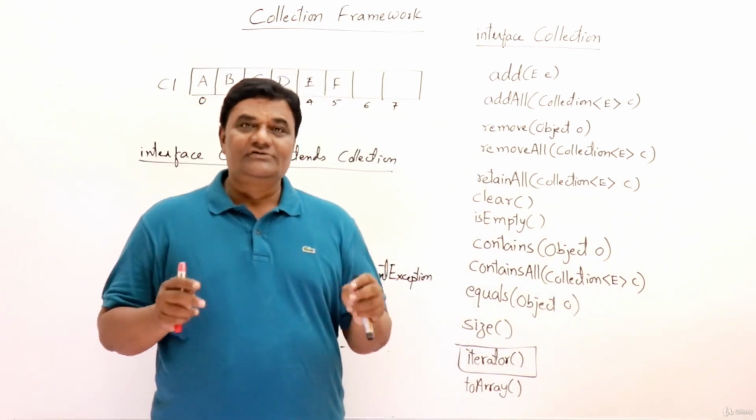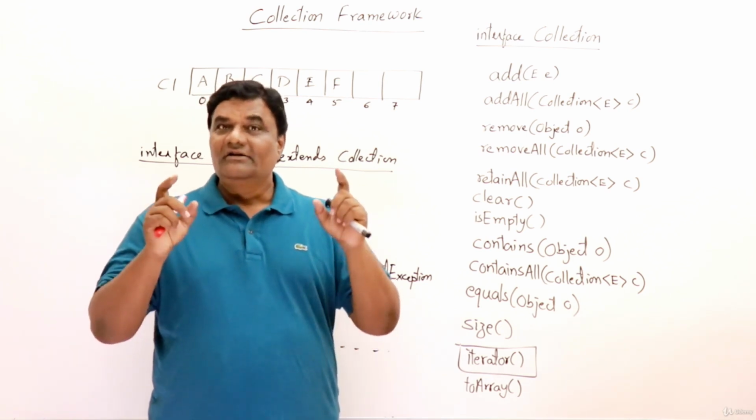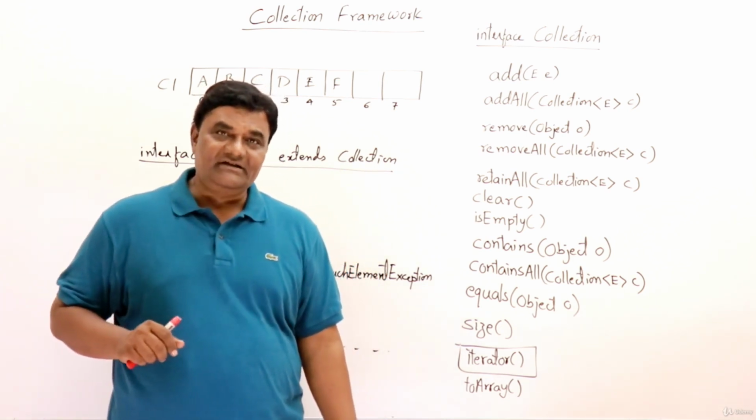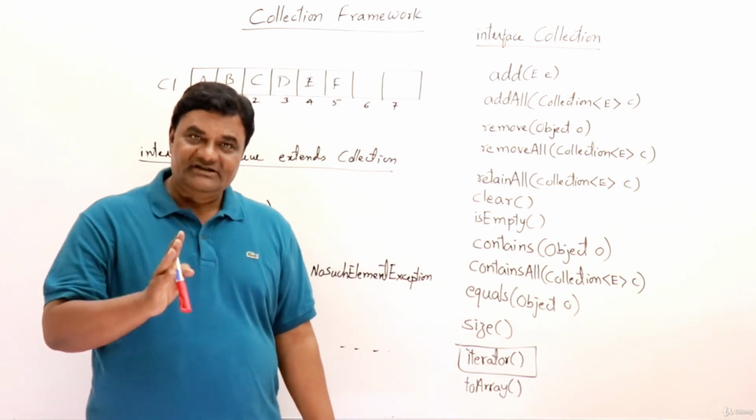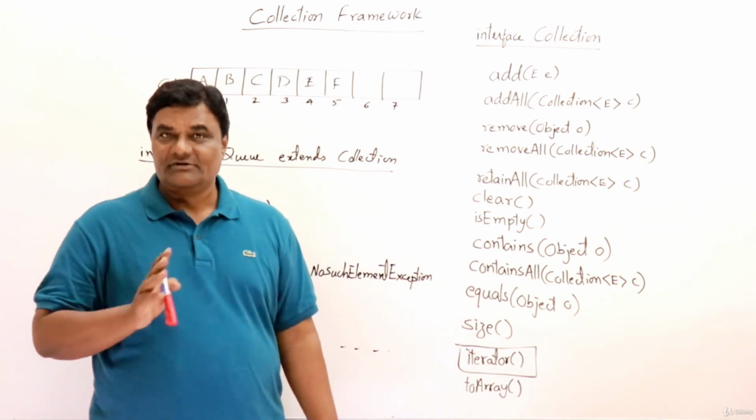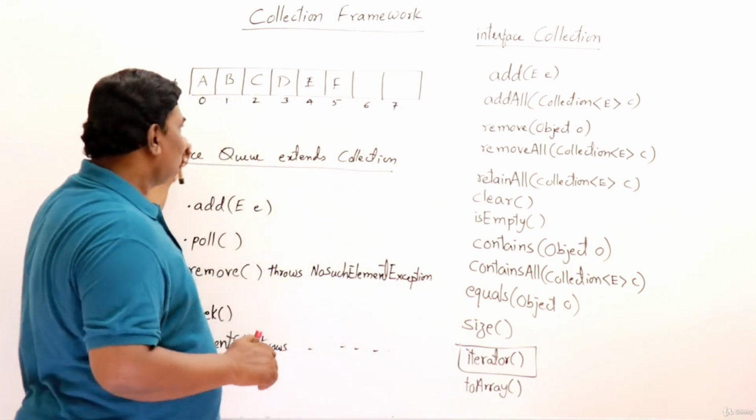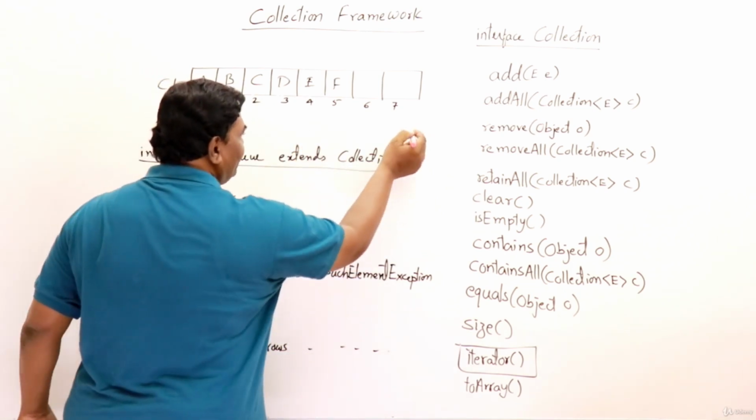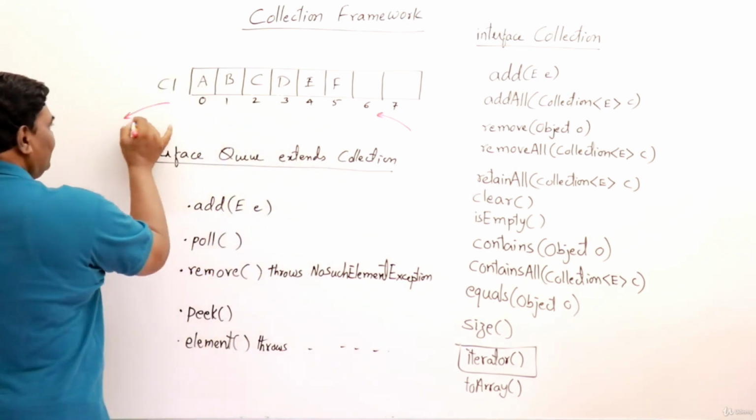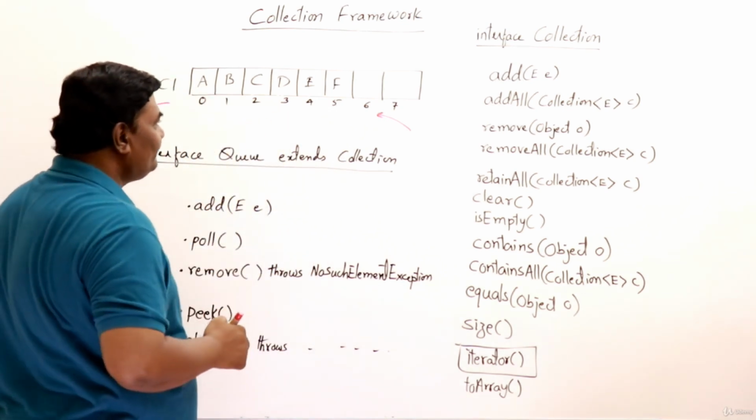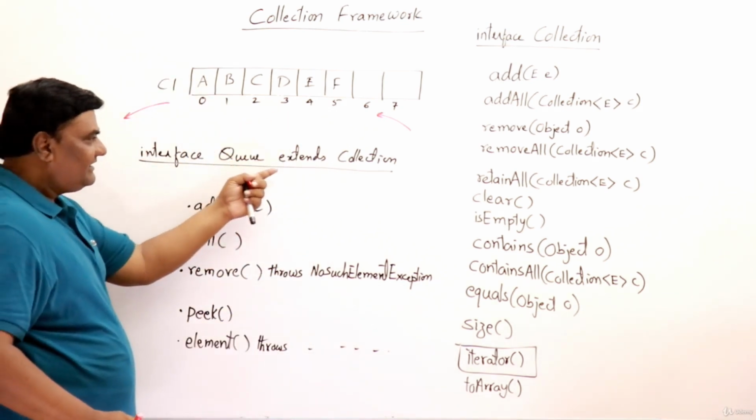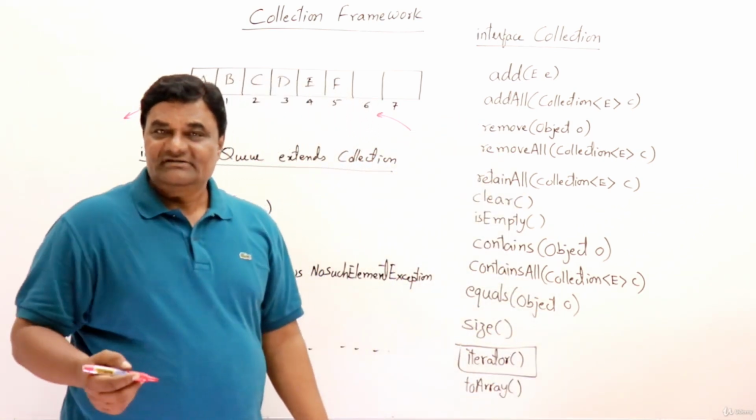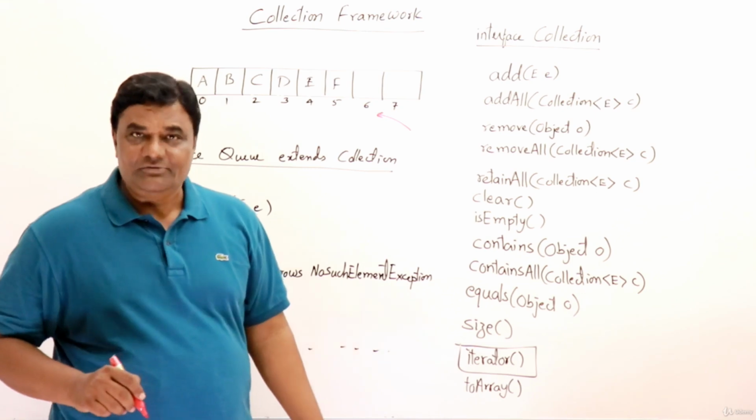This queue interface is useful for supporting the FIFO mechanism, first in first out. So objects are inserted from one end and deleted from another end. If you look at this as an example, from this side the elements are inserted, and from this side they are deleted, if I represent this as a queue. The queue interface extends from collection, so all these methods are there, plus extra methods for the special queue mechanism.